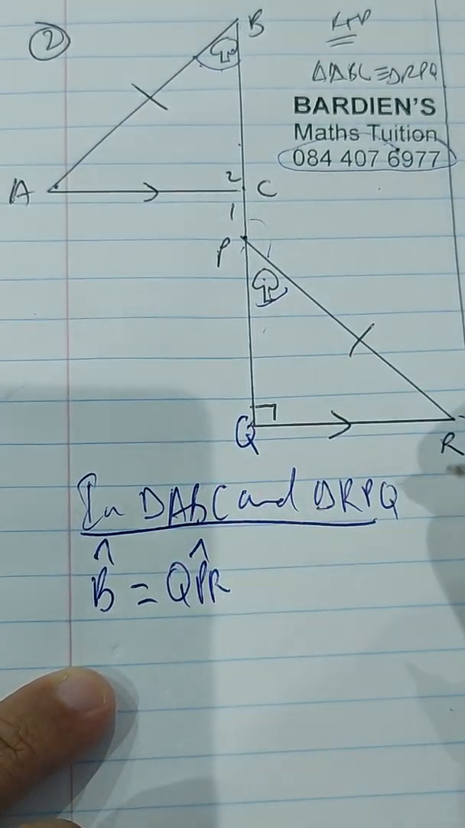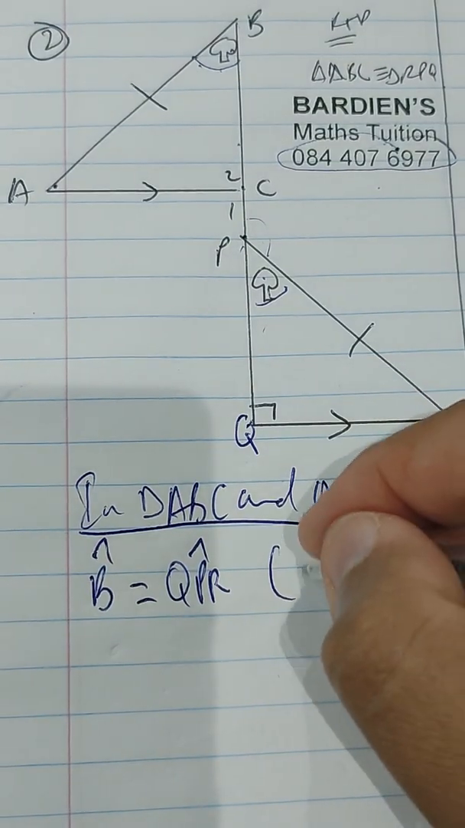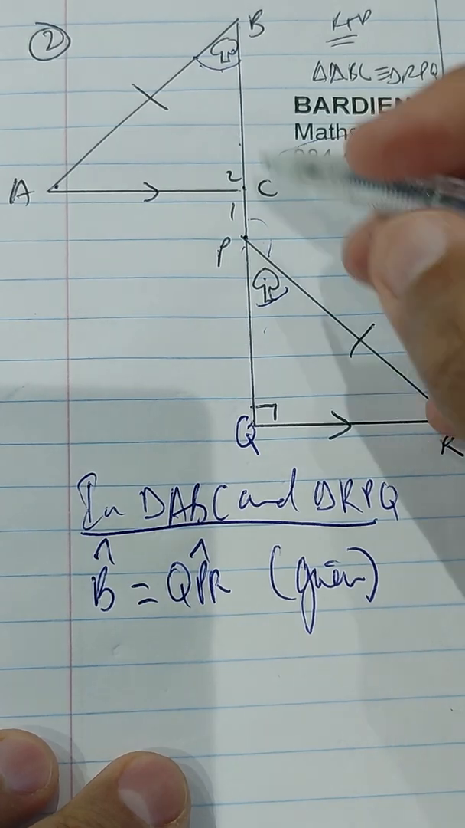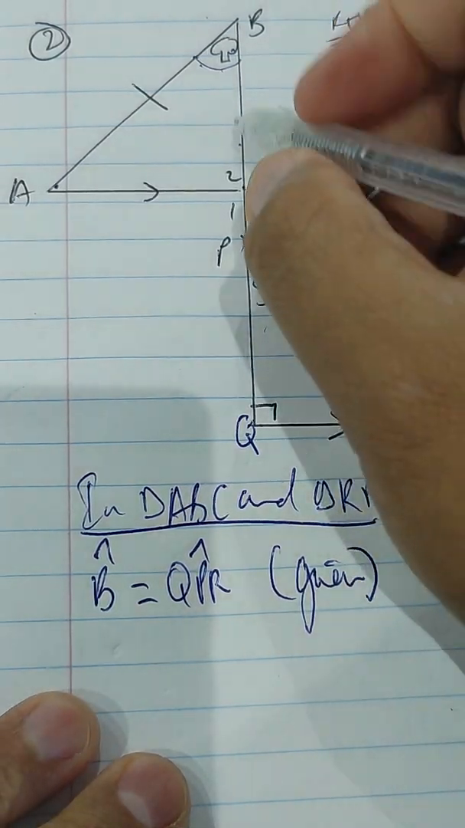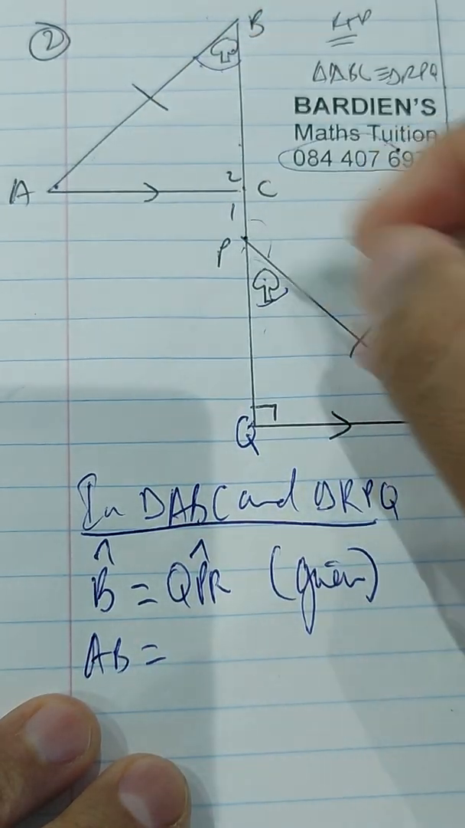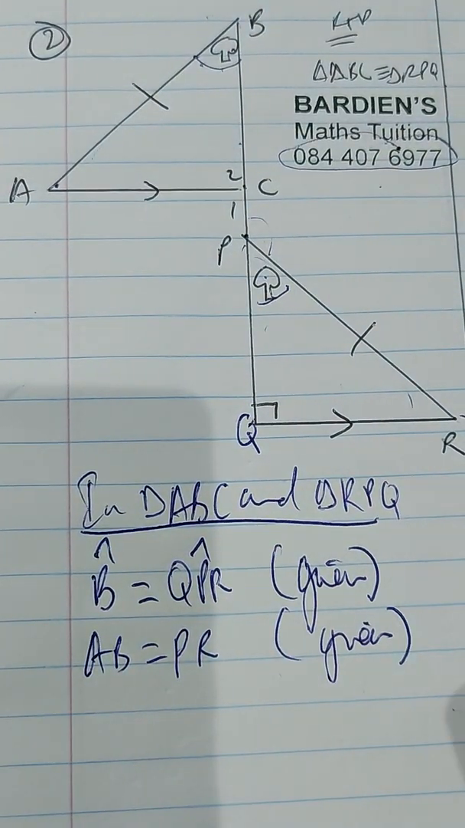Okay? And the reason here is given. As you can see, both have the spade in it, okay? The U doesn't look like a spade, right? I tried at least. So then AB, as we know, AB is equal to PR. Why? That's also given to us.